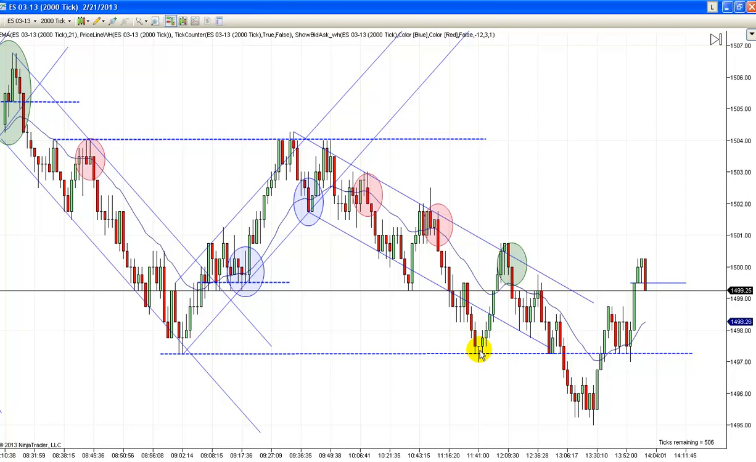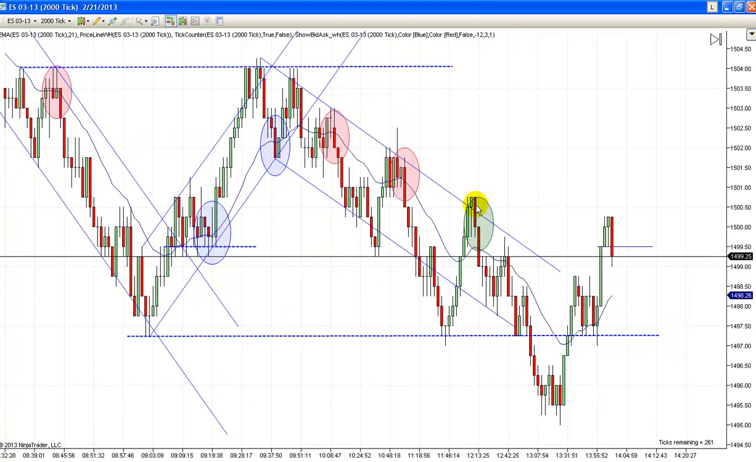If you didn't exit here, you definitely probably should have considered exiting down here, because we hadn't been back to the EMA in a while. And then look, boom, it rushes up out of there. And you get another setup right here.